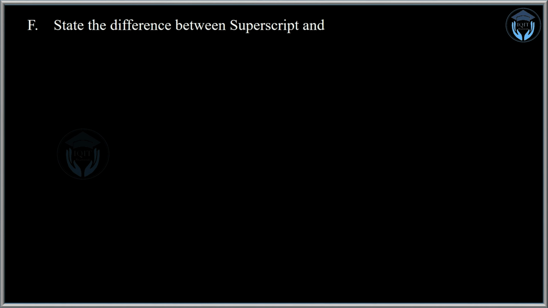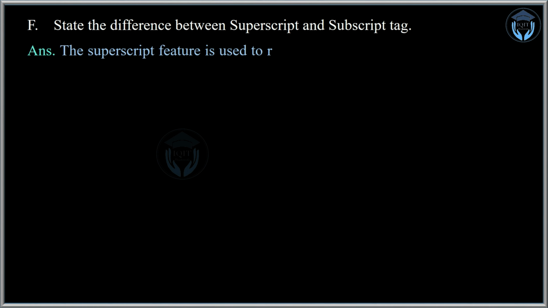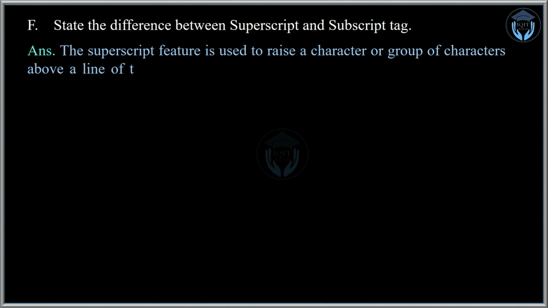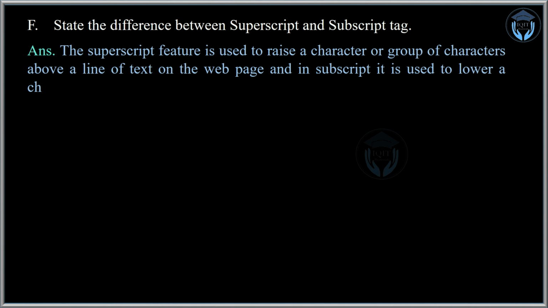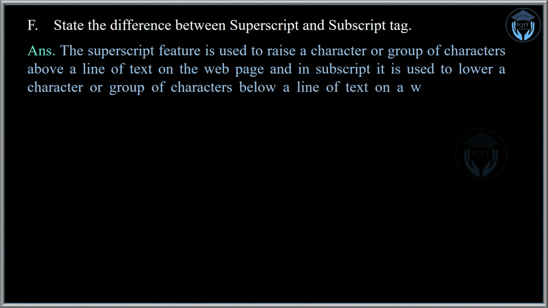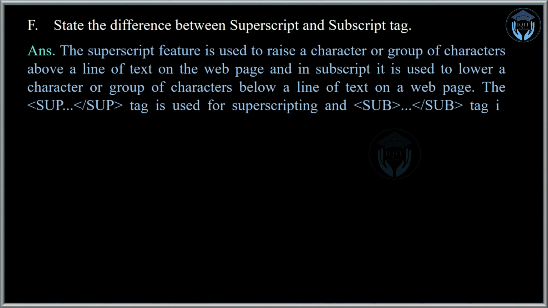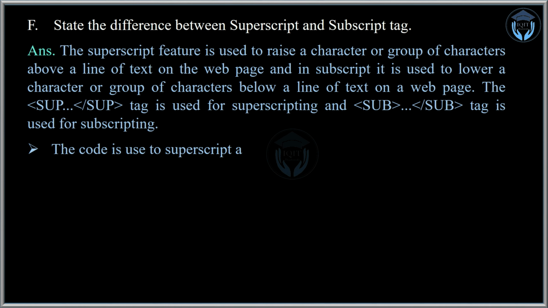F. State the difference between superscript and subscript tag. Answer. The superscript feature is used to raise a character or group of characters above a line of text on the web page, and subscript is used to lower a character or group of characters below a line of text on a web page. The opening and closing SUP tag is used for superscripting, and opening and closing SUB tag is used for subscripting. The code is used to superscript and subscript in HTML.